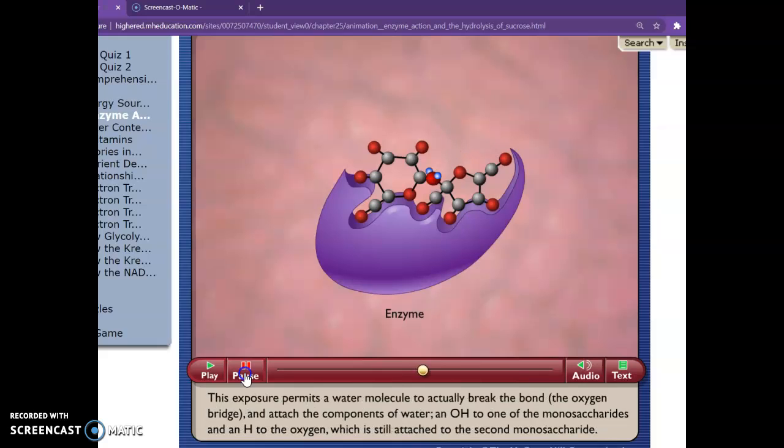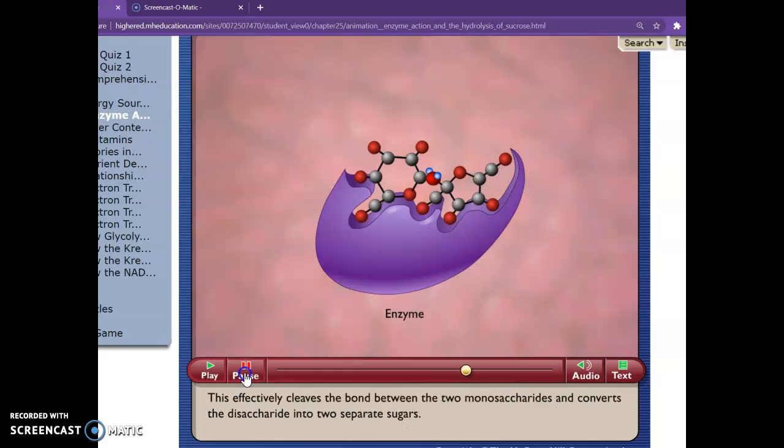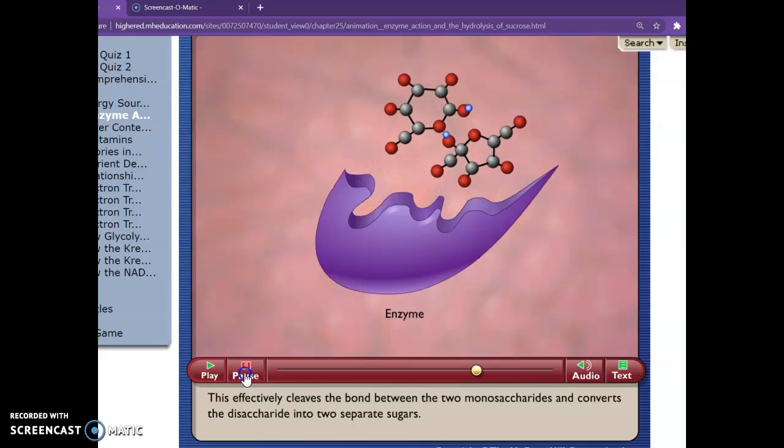This exposure permits a water molecule to actually break the bond, the oxygen bridge, and attach the components of water, an OH to one of the monosaccharides and an H to the oxygen, which is still attached to the second monosaccharide. This effectively cleaves the bond between the two monosaccharides and converts the disaccharide.